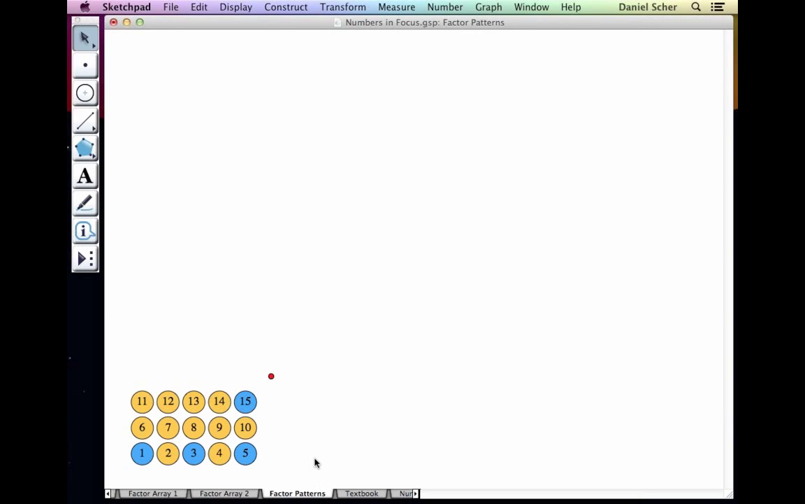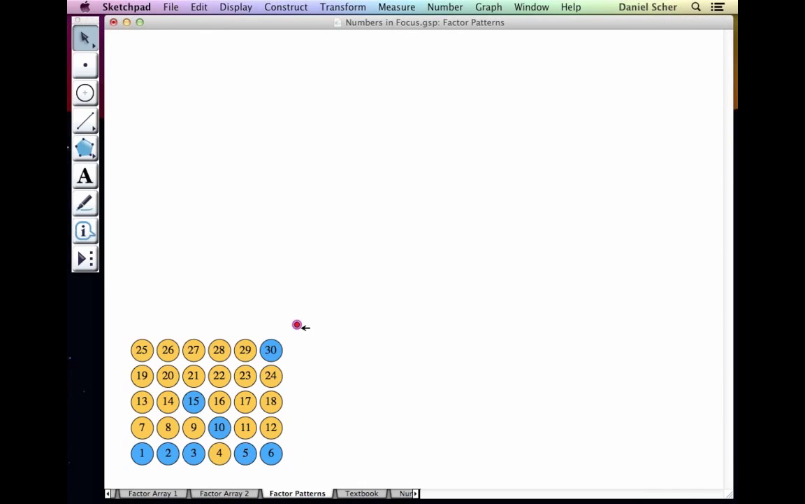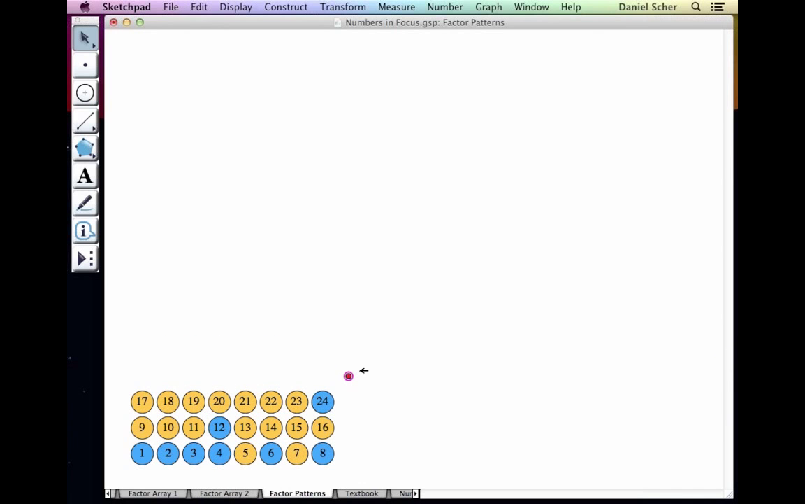We again have, in this case, 15 circles in a 3 by 5 array, but this one gives a little more information about what we have here. Notice that we have the numbers from 1 to 15, and certain numbers are blue, in particular 1, 3, 5, and 15. And these are the factors of 15. And if I drag this red point and I make different arrays and we look at them, we can pretty quickly see that these blue numbers are always the factors of the largest number in the array.